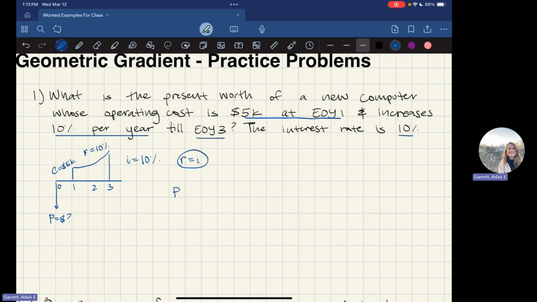So we know we can find P from our equation, C times N over 1 plus R, which is the same as C times N over 1 plus I, since R is equal to I. So we'll have 5,000 times 3 over 1 plus, and then we'll write this in decimal form, so 0.1. So we get 15,000 over 1.1, which is equal to 13,637. So very simple problem to get us started.